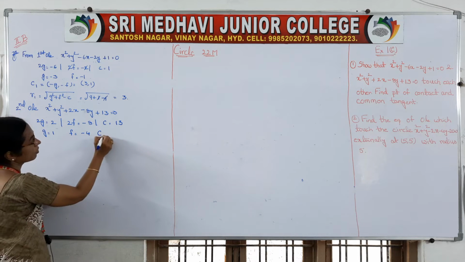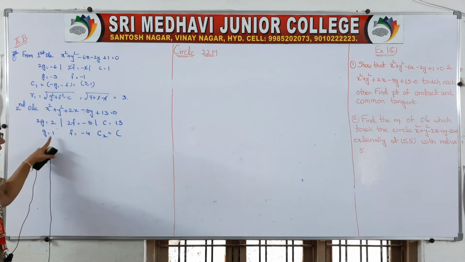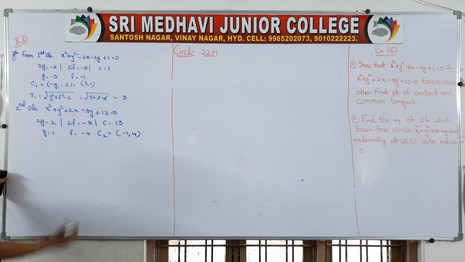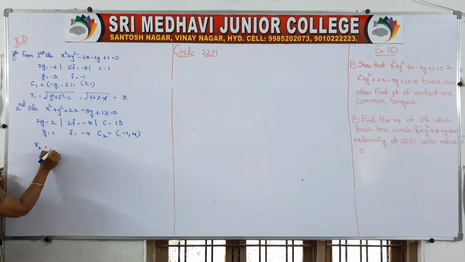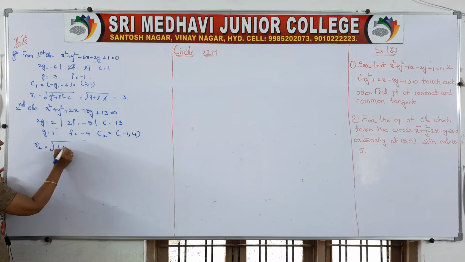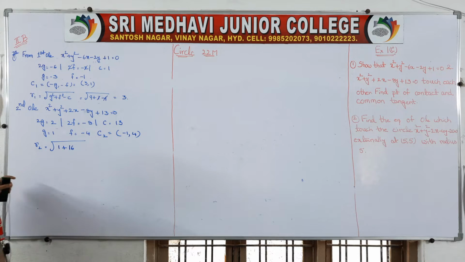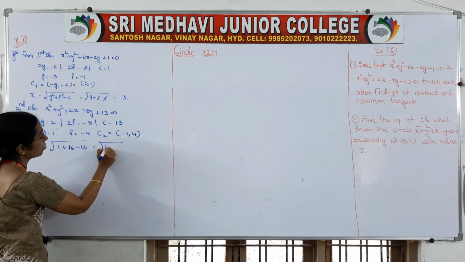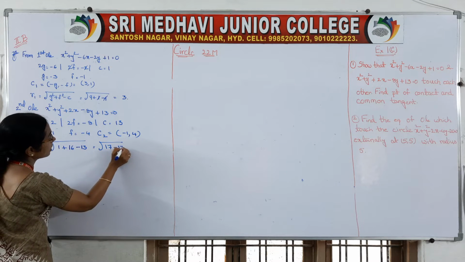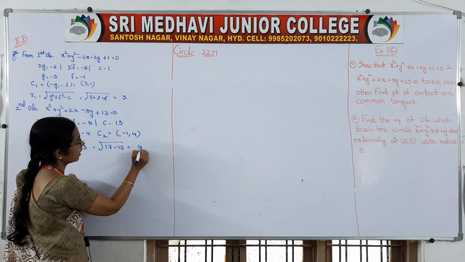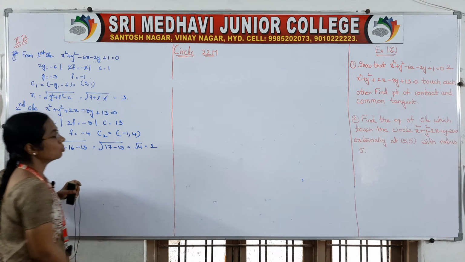Come on, write down your center, (minus g, minus f). So (minus 1, minus of minus is plus 4). Now find the radius for the second circle. G square, 1 square is 1, f square, minus 4 square is 16, minus c, minus 13. So it is root of 17 minus 13, that is root 4, which is equal to 2.